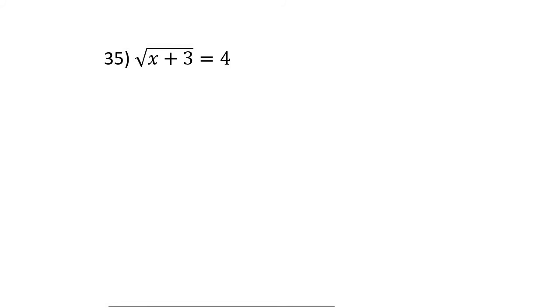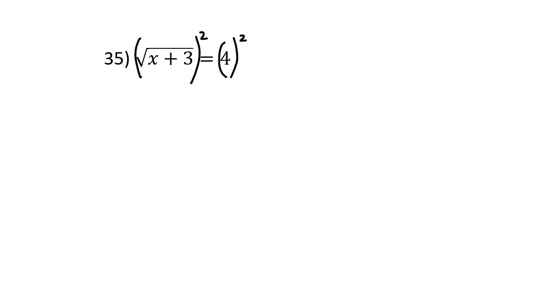Number 35 is our first square root equation. Now remember, if you've watched any of the previous videos on square roots and how to handle these, they're very easy. This is actually really easy marks. What you want to do is get the square root alone. So here the square root already is by itself. Then you just want to square both sides. In maths you can do that as long as you do it to both sides.